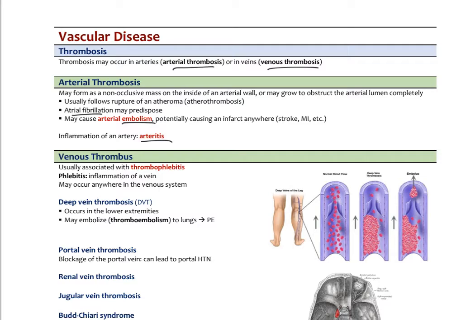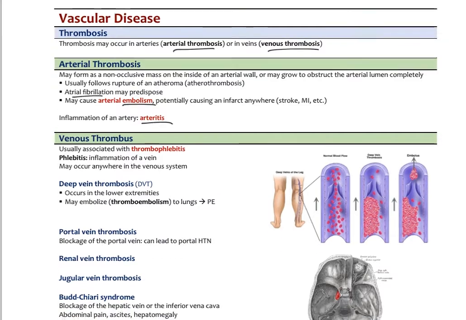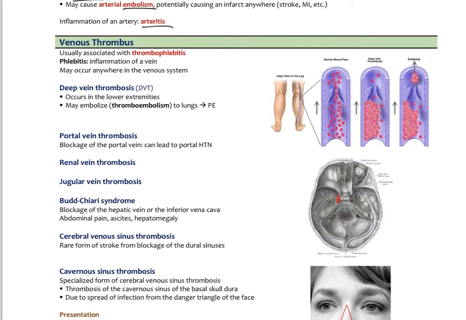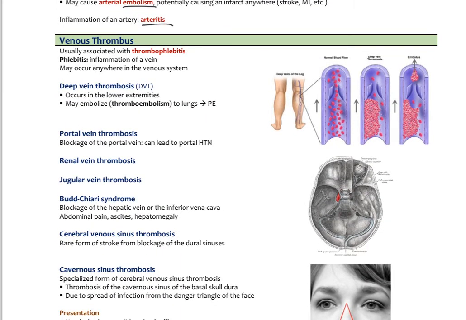So that's arterial thrombosis. Venous thrombi are usually associated with inflammation of the veins, and that's called phlebitis. And so when we have thrombi on top of that, we have thrombophlebitis. And that can occur anywhere in the venous system. The most common example would be a DVT, deep vein thrombosis, that occurs in the lower extremities typically. And those can break off and embolize to the lungs, forming a pulmonary embolus. So I'll have a little slide on that coming up here.